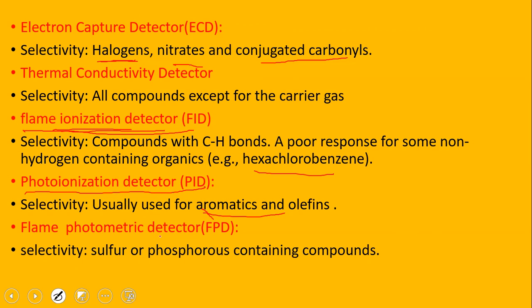Flame photometric detectors respond selectively to sulfur or phosphorus containing compounds. These are detectors used in gas chromatography.